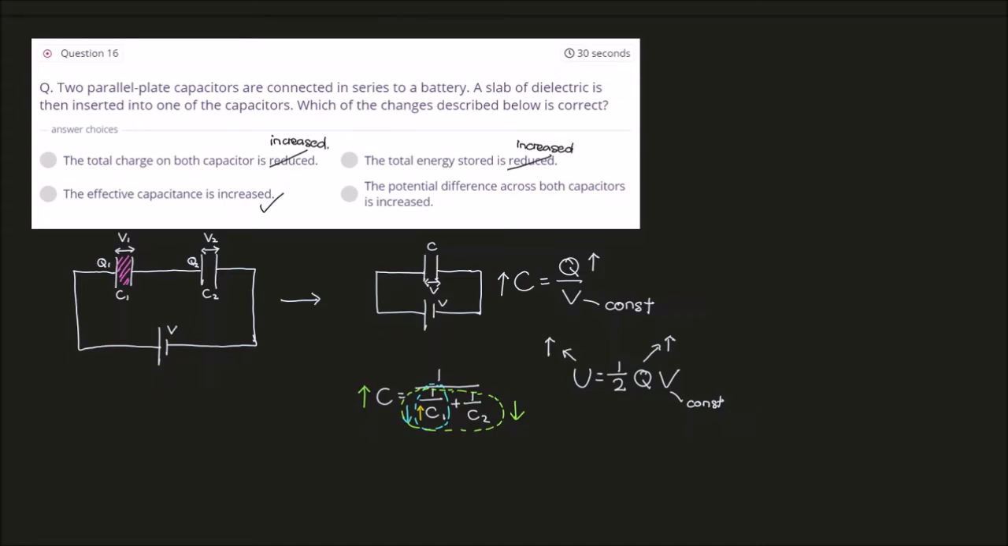Okay, last one. The potential difference across both capacitors is increased. Nope. As we have mentioned very clearly, because you are connecting it to a battery, you cannot change the potential difference. So the potential difference should remain constant for both capacitors. So the answer for this question will be the effective capacitance is increased. That's all for question 16.